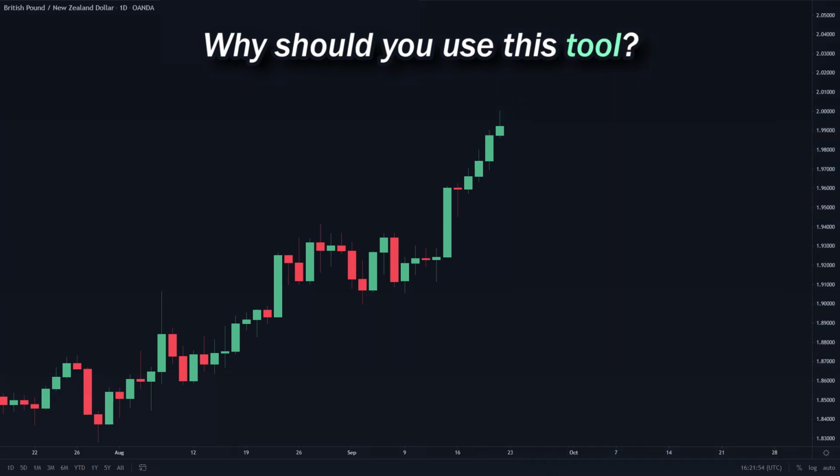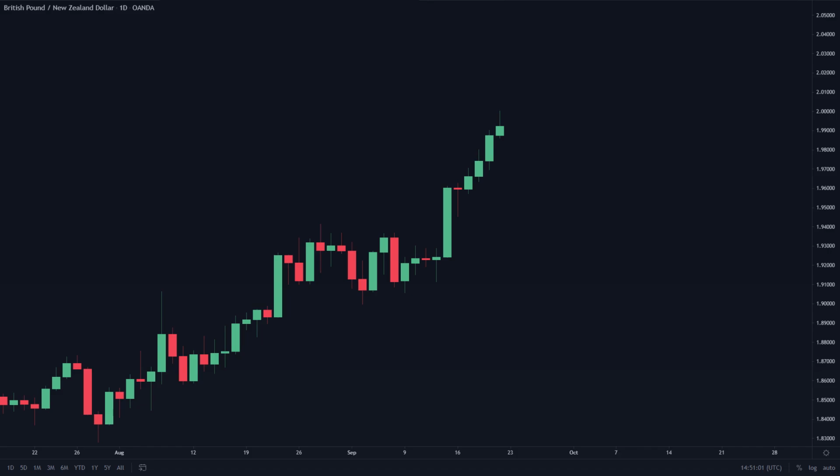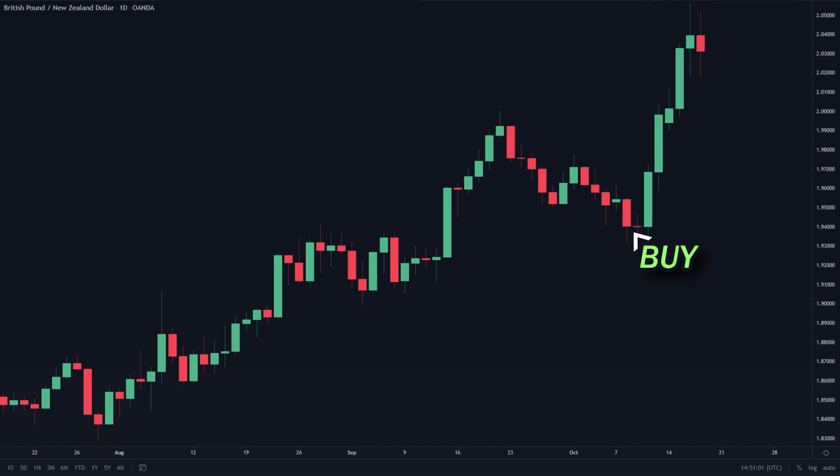Let me give you a scenario. Let's say that the current market is trending and you're looking to enter a position. Now we know that the best time to enter a position in a trending market is to wait for the trend to make a pullback. So as price makes a pullback, you can enter a buy position at the end of the pullback before the price continues with the main trend.